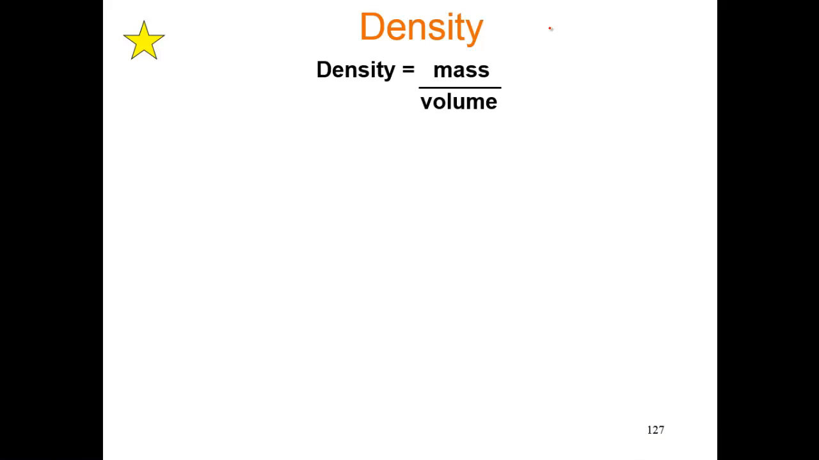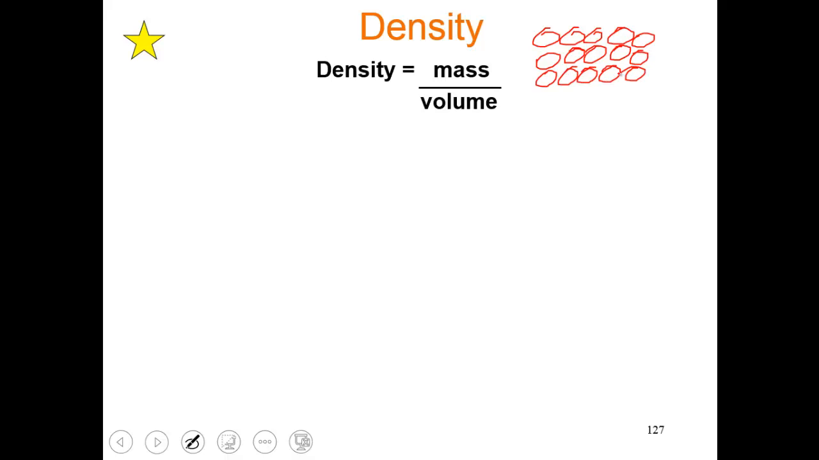And this is basically talking about how closely packed are the atoms or molecules or formula units within a particular solid, liquid, or gas. And so the more tightly packed, the more mass there would be per unit volume, the higher the density value will be. Now, different elements on the periodic table have different densities, and they're unique.